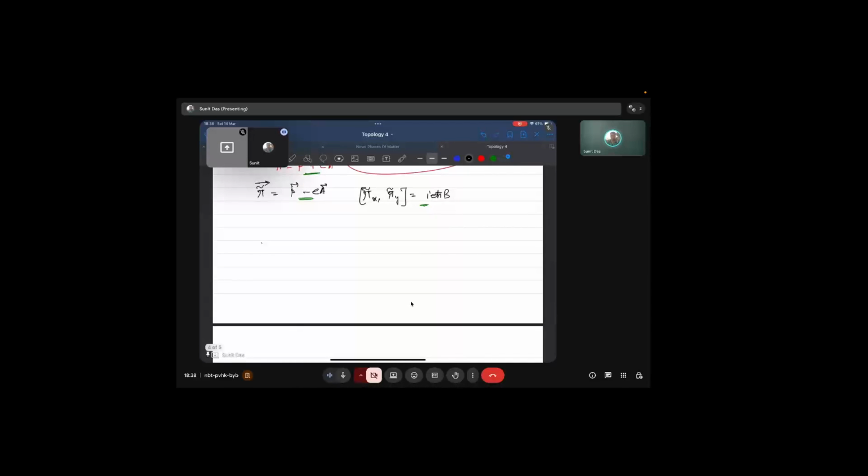Now let's look at the commutation relation of pi and pi tilde. What do we know about them? These might look like they're purely mathematical, but after the mathematics these things will be clear, especially why we need this for understanding the fractional quantum Hall response.